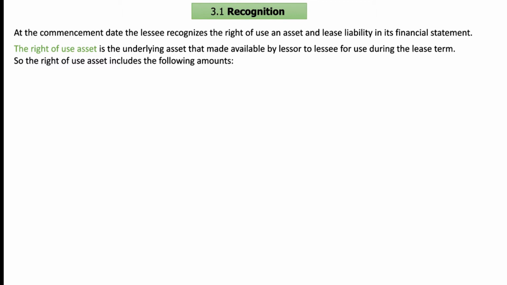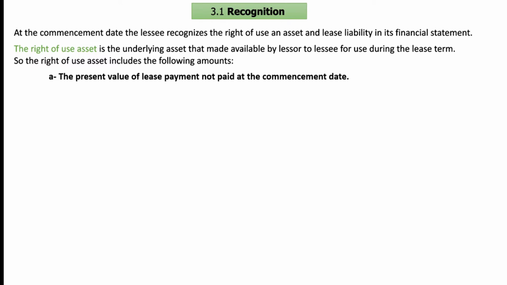The right-of-use asset is the underlying asset that is made available by the lessor to the lessee for use during the lease term. The right-of-use asset includes the following amounts. First, the lessee should recognize the present value of lease payments not paid at the commencement date. We will look at a practical example of how to calculate the present value of lease payments.